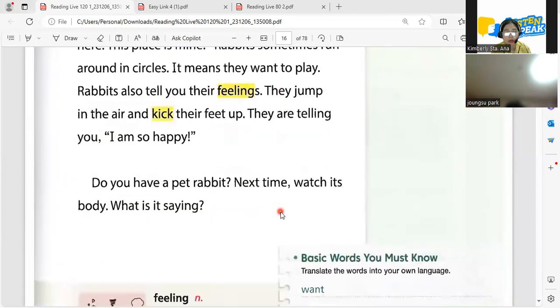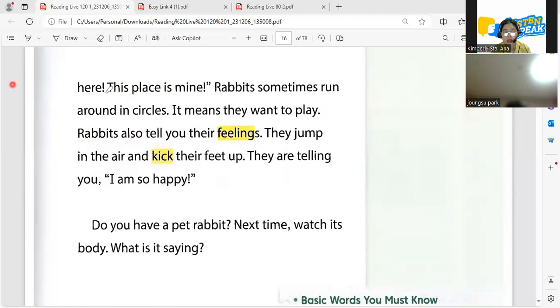Let's continue. Let's read, Jimin. This place is mine. This place is mine. Rabbits sometimes run around.